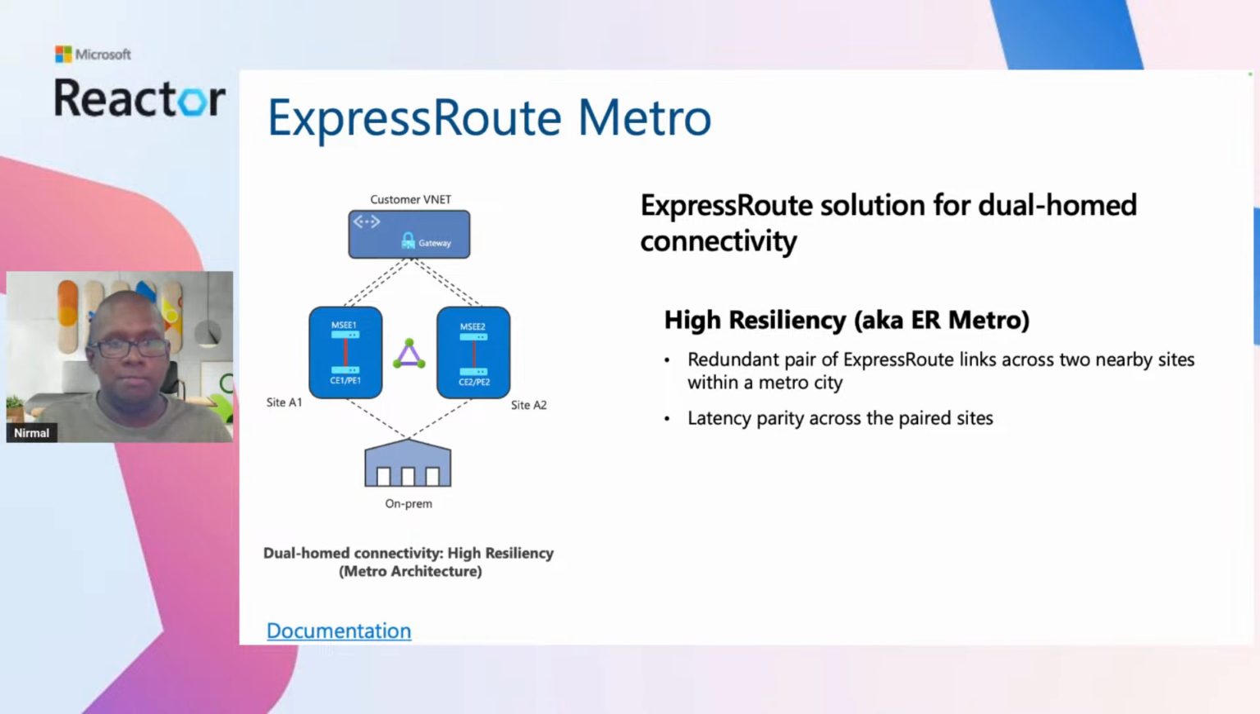So this will allow you to select the metro enabled edges, and then we will ensure that the connections, whether it's an ExpressRoute Direct port that you've ordered, or whether you are provisioning an order for an ExpressRoute partner circuit, we will ensure that the handoff from Microsoft to the customer would go through two different edge locations.